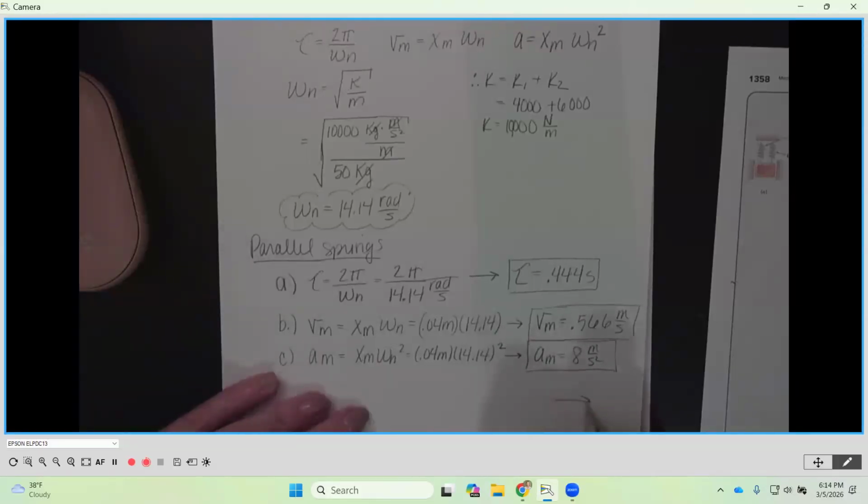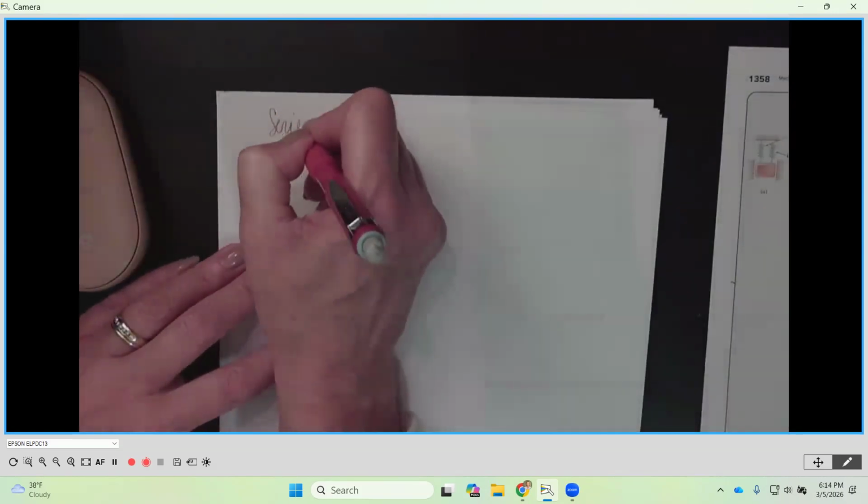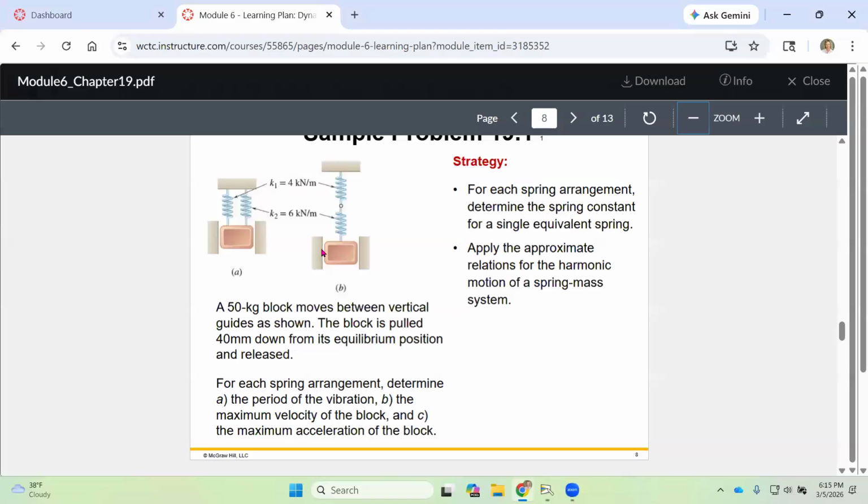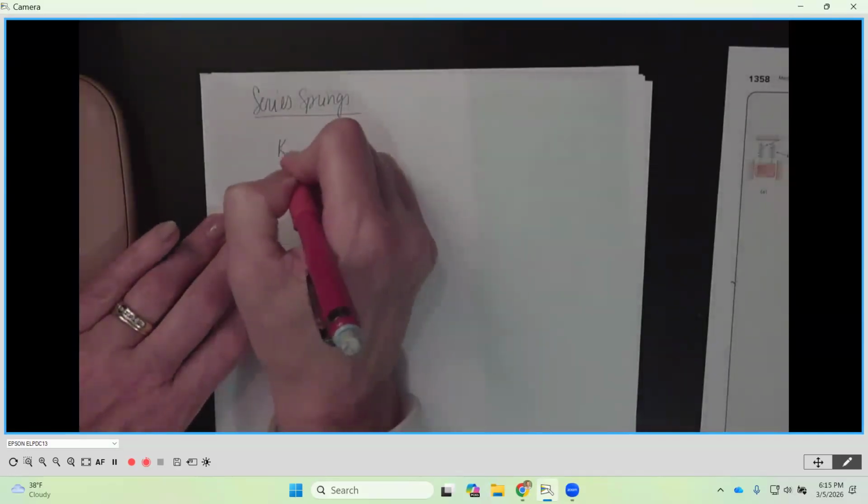Okay, so continuing on, I'm going to go to the back side here, and now we're going to work on the series arrangement. Here again, we're going to use those very same equations, but as I said earlier, our natural circular frequency is going to change because our K value is going to change. If we look back here, our second arrangement has these two springs in series, or in a chain, if you would. So now we need to find the equivalent spring rate and recalculate that natural circular frequency. So we're going to do that K first.